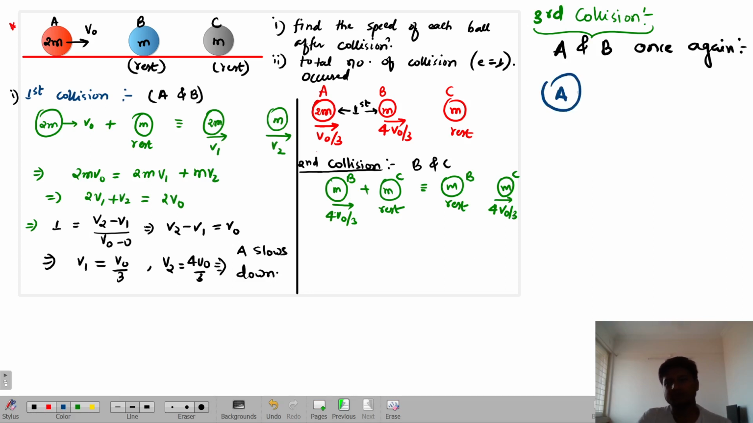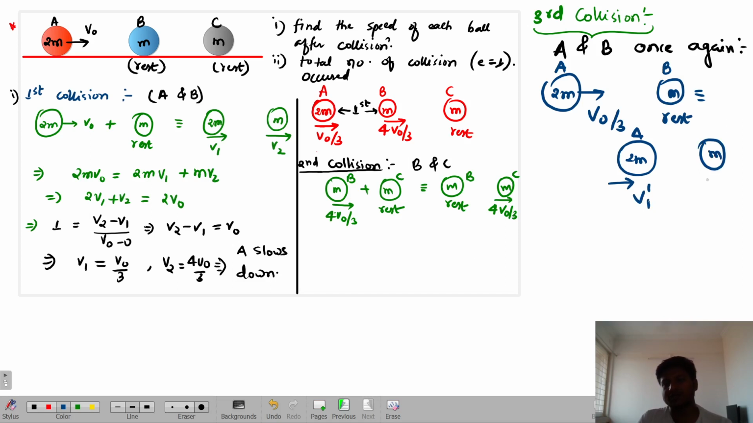A, this is 2m, which is moving with V naught by 3, collides with B of mass m, which is at rest. After collision, A of mass 2m moves with new V1 dash, and B of mass m moves with new V2 dash. Is that clear? So once again, what is going to be my V1 dash?